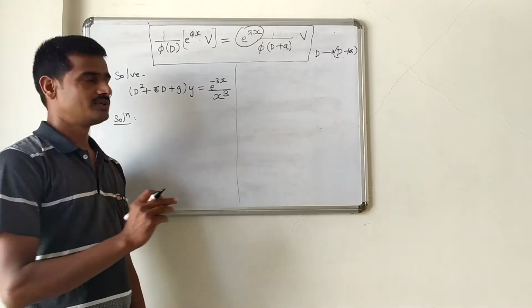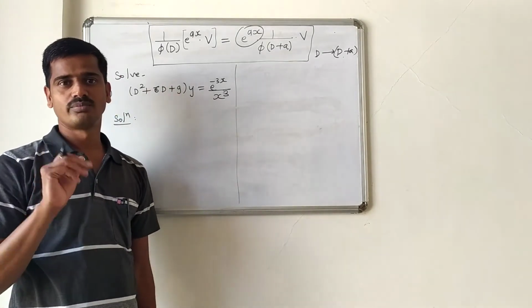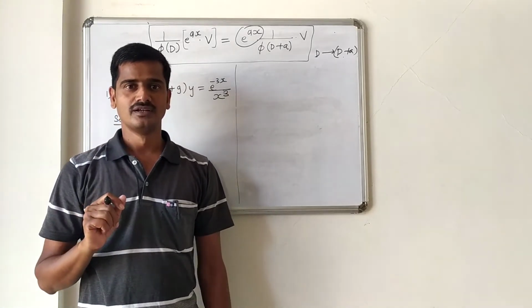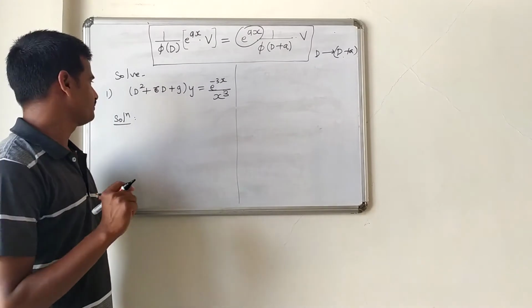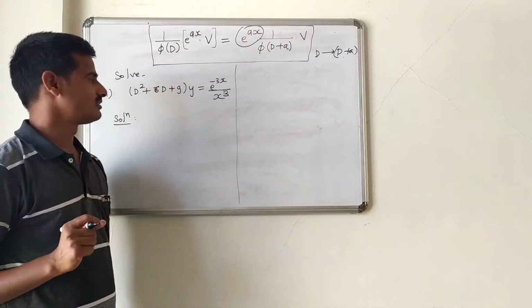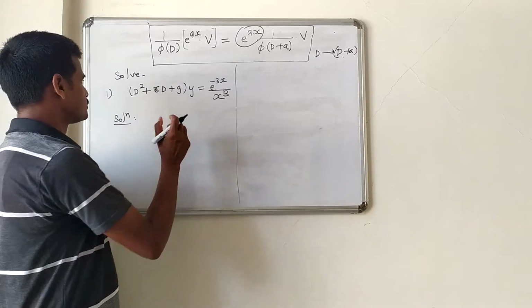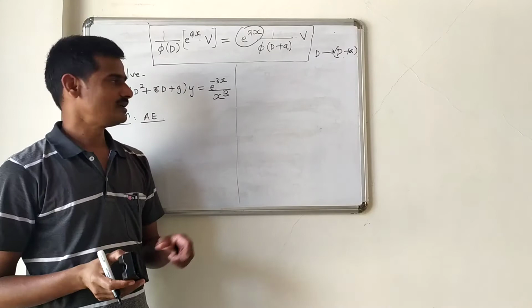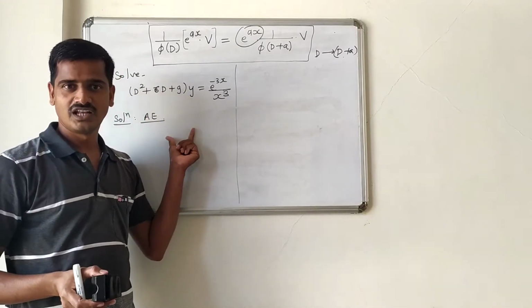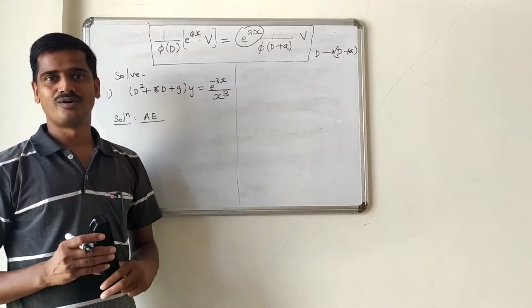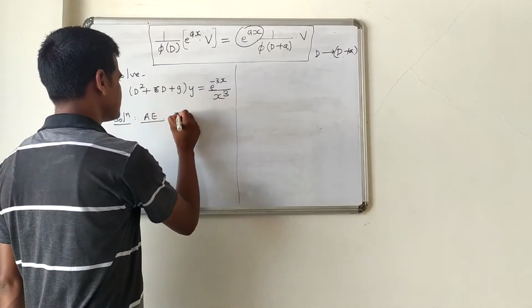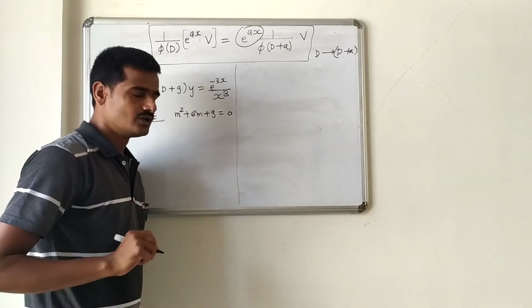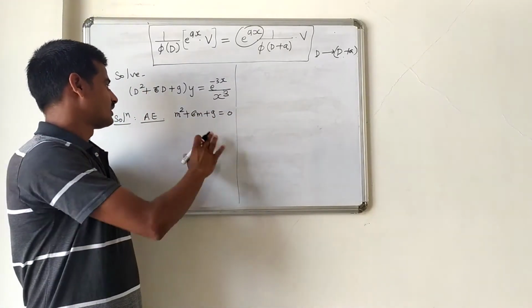The general solution of this differential equation consists of two parts. One is the complementary function and the second is the particular integral. The addition of these two functions gives the general solution or complete solution. We are habituated with this practice: if the differential equation is given, then we define the auxiliary equation, then find the roots, and then obtain the complementary function. So the auxiliary equation is m square plus 6m plus 9 is equal to 0. So from observation, what are the roots?